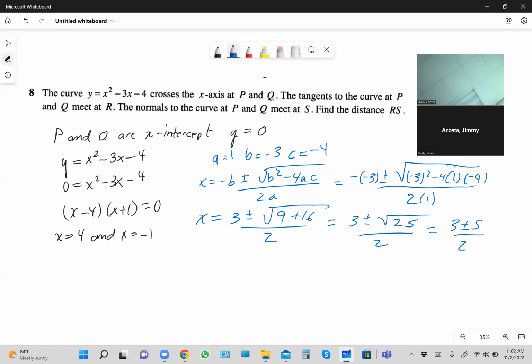What's 3 plus 5? 8 divided by 2. What's 3 minus 5? -2 divided by 2. There you go. So you get the same answers.